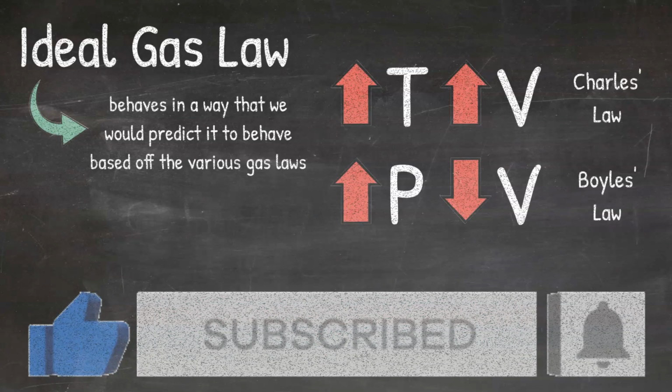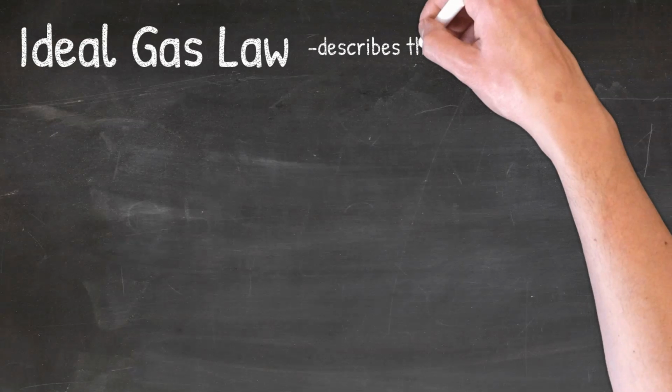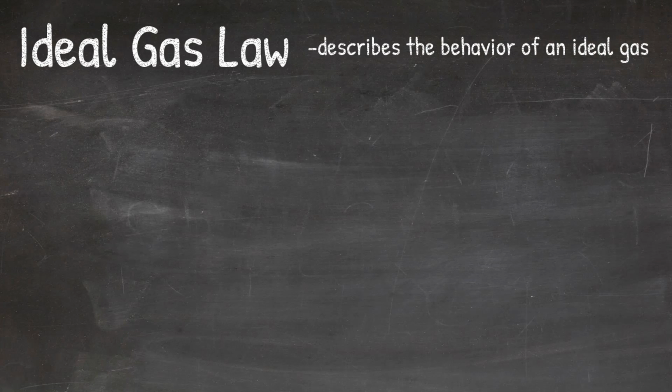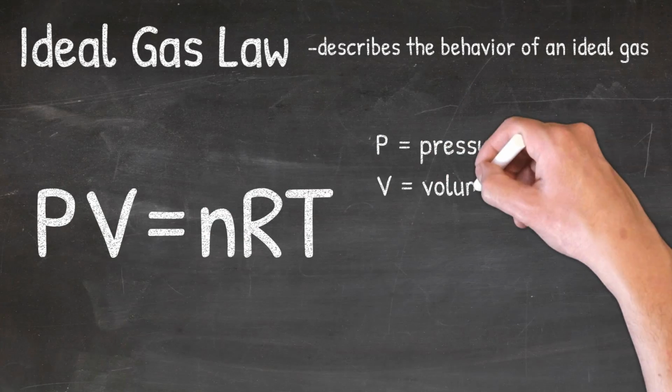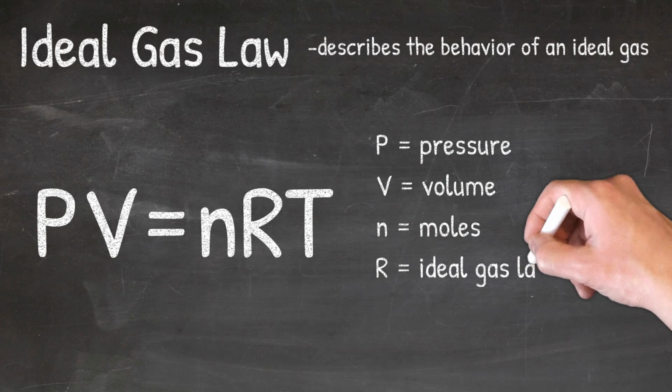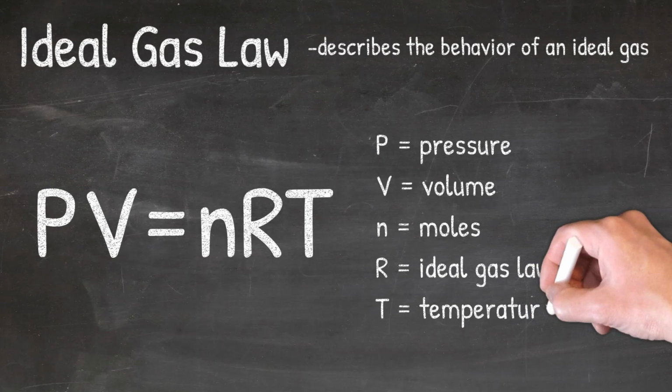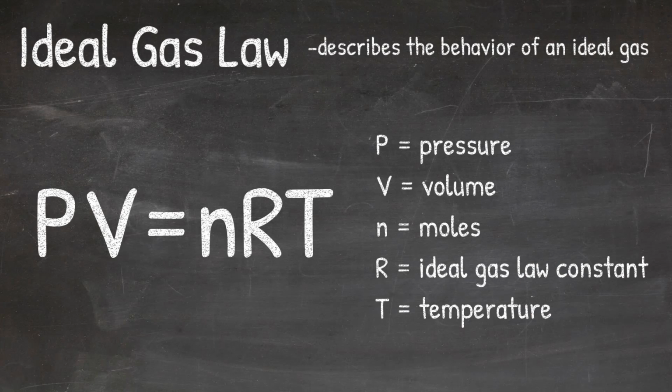So we know the ideal gas law describes the behavior of an ideal gas. And remember, an ideal gas is simply a gas that behaves ideally, or as we think it should behave based on the inverse relationship between pressure and volume, and the direct relationship between temperature and volume, and temperature and pressure. When we take all these things into consideration, we can then derive the ideal gas law formula, which is PV equals nRT, where P is pressure, V is volume, n is moles, R is the ideal gas law constant, and T is temperature.